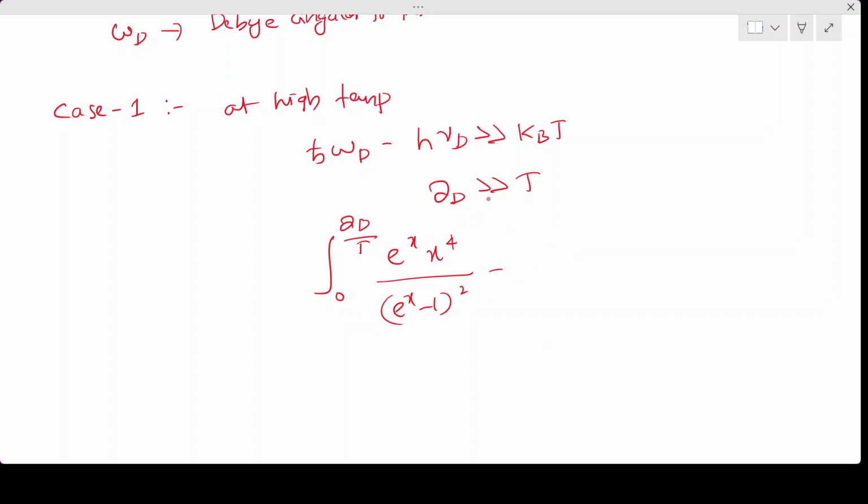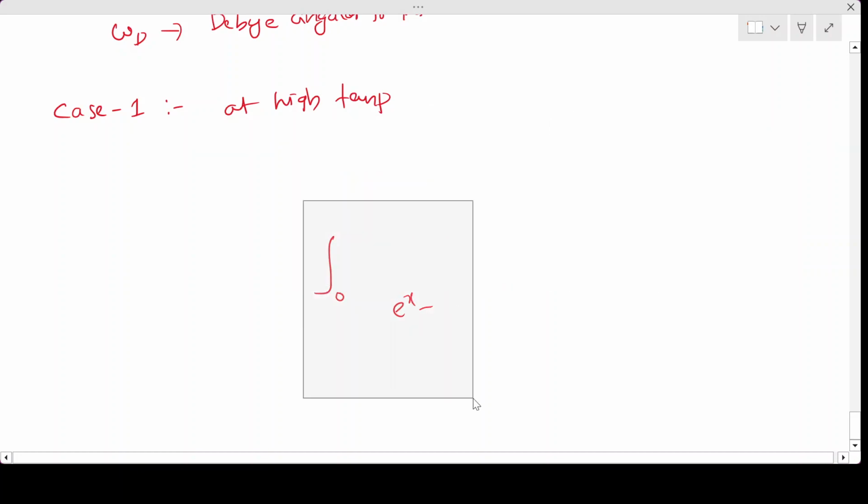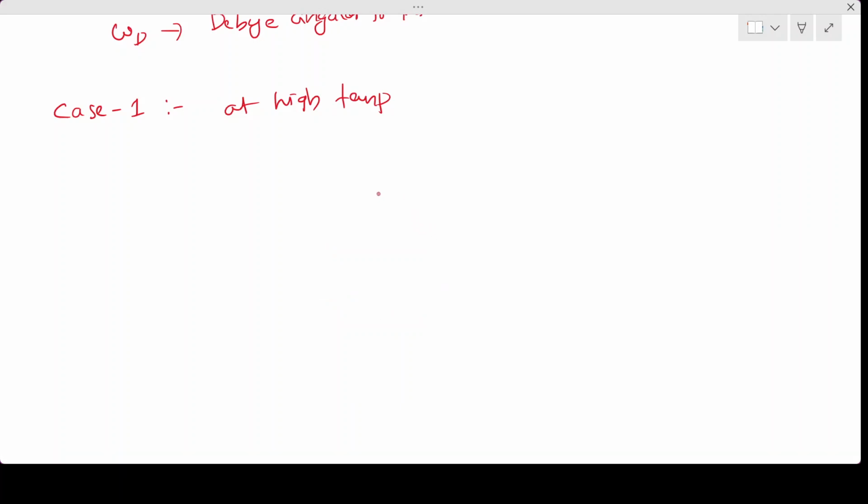Okay, so here theta D is actually very much less than the applied temperature, so again there will be a correction here. Sorry, here you can see that h cross omega D is equal to h nu D, which is much less than kBT. So this theta D is much less than the applied temperature.